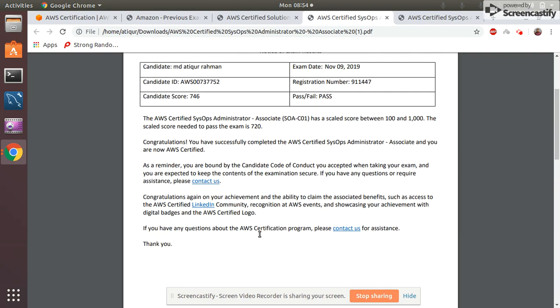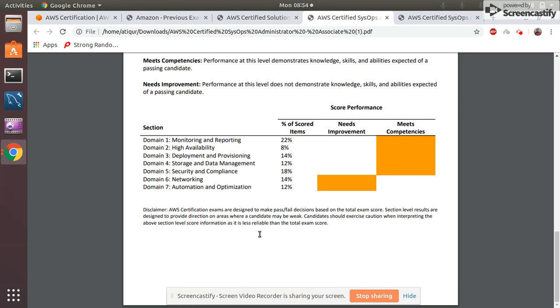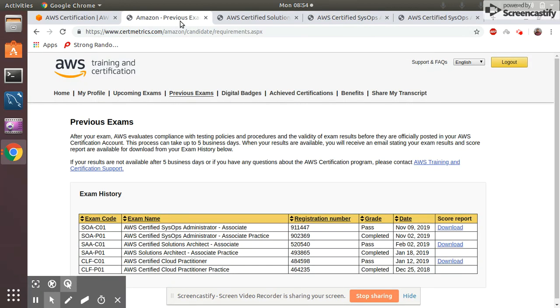Okay, so if you are planning to take an exam on SysOps Administrator, you need to cover these seven domains: monitoring and reporting, high availability, deployment and provisioning, storage and data management, security and compliance, networking, and automation optimization. So I hope this gives you a brief summary of how you can take exams and where you can see your results.